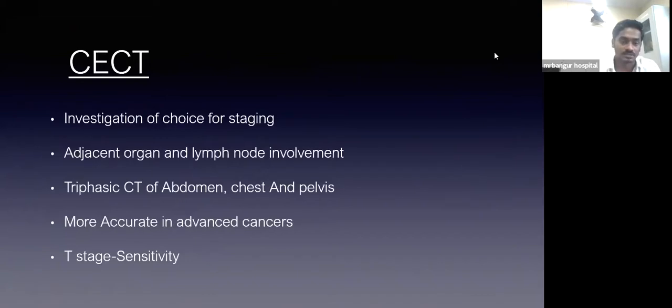CECT is the investigation of choice for staging. It tells about adjacent organ and lymph node involvement. Triphasic CT of abdomen, chest, and pelvis with oral contrast is now routinely used. In early gastric cancer, CECT is not that sensitive as compared to endoscopic ultrasound. As the stage of the cancer increases, CECT is more accurate. T-stage sensitivity increases as the stage of the disease increases.